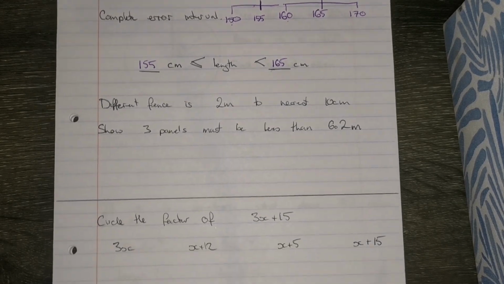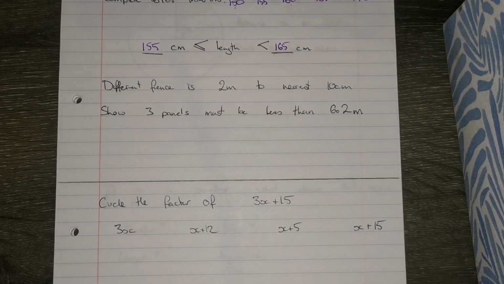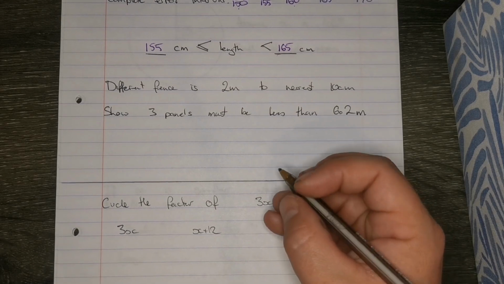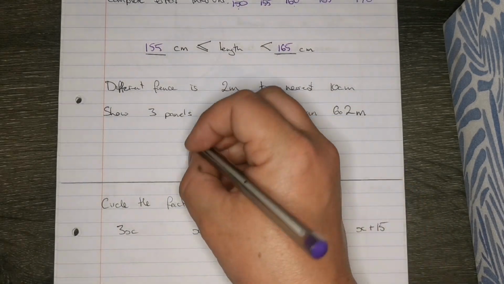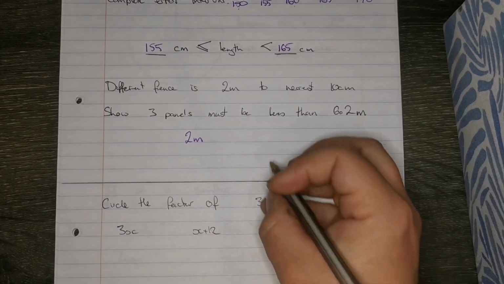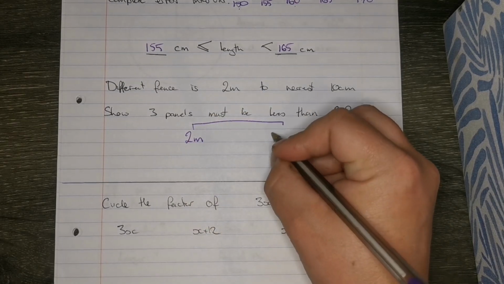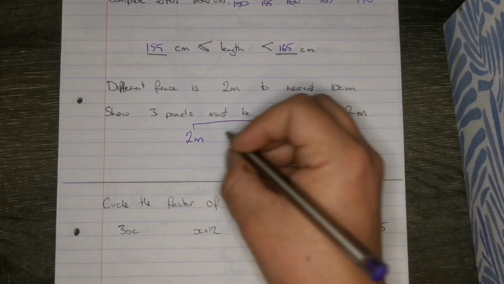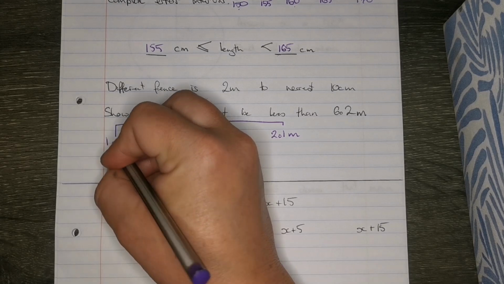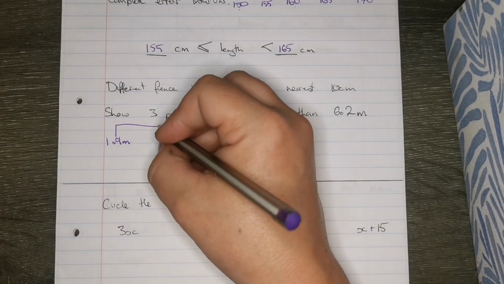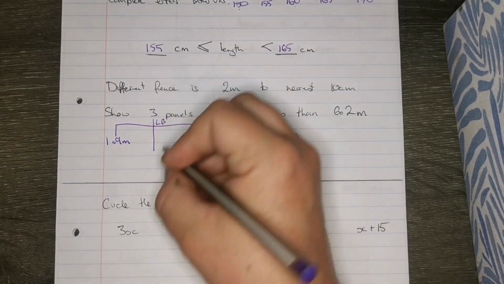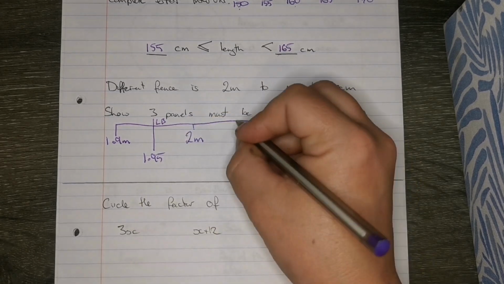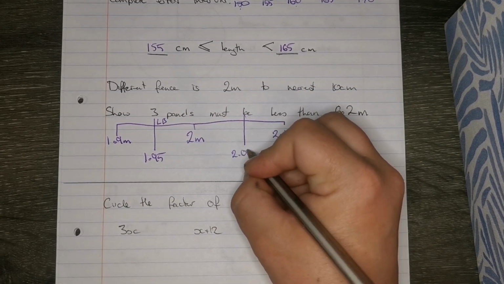That's quite a cool proof. We can look at that another time, perhaps. A different fence panel measures 2 metres to the nearest 10 centimetres. Show that 3 panels must be less than 6.2. So I'm going to set out it in very much the same way. If I've got 2 metres to the nearest 10 centimetres, the next 10 up would be 2.1 metres. The next 10 down would be 1.9 metres. So my lower bound would be 1.95 and my upper bound would be 2.05.